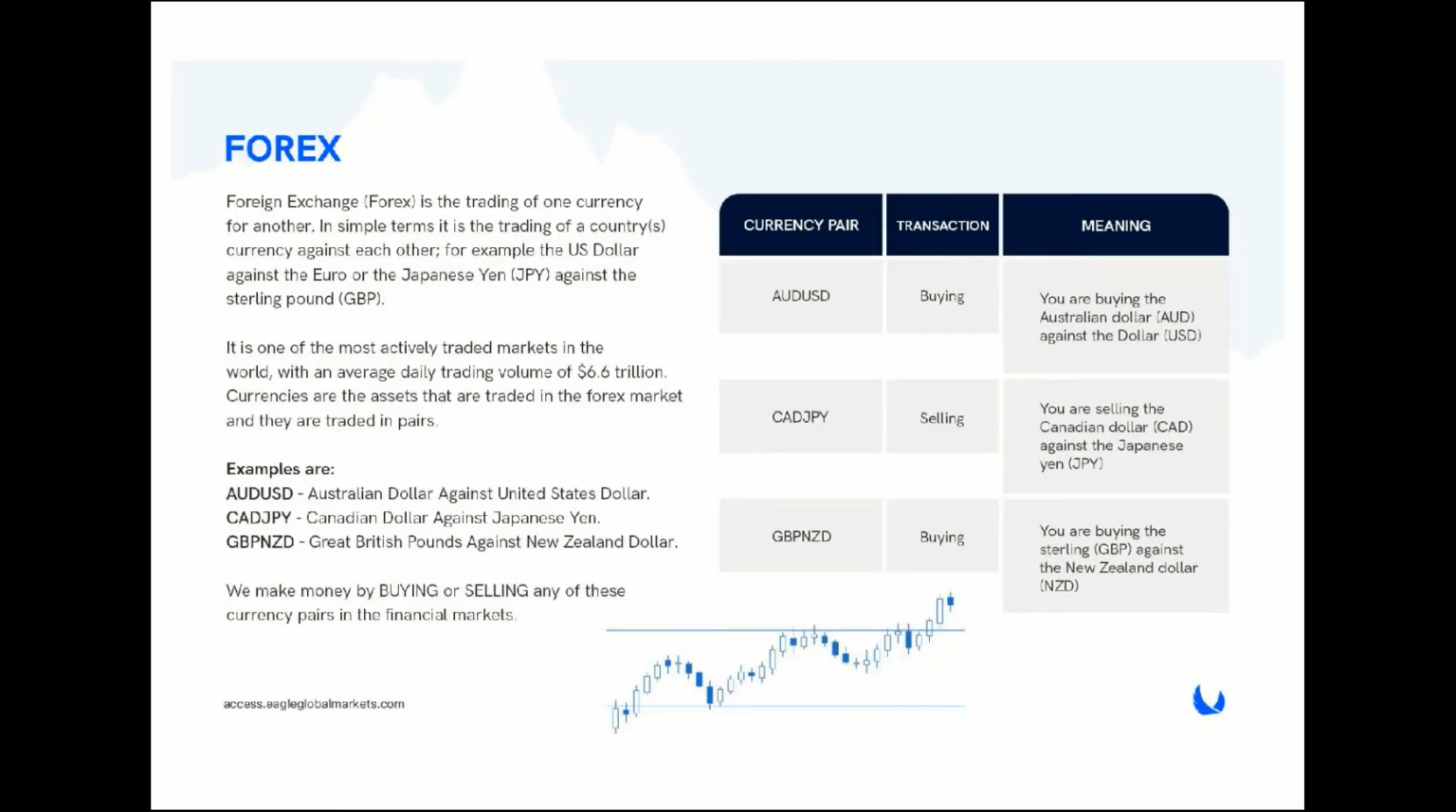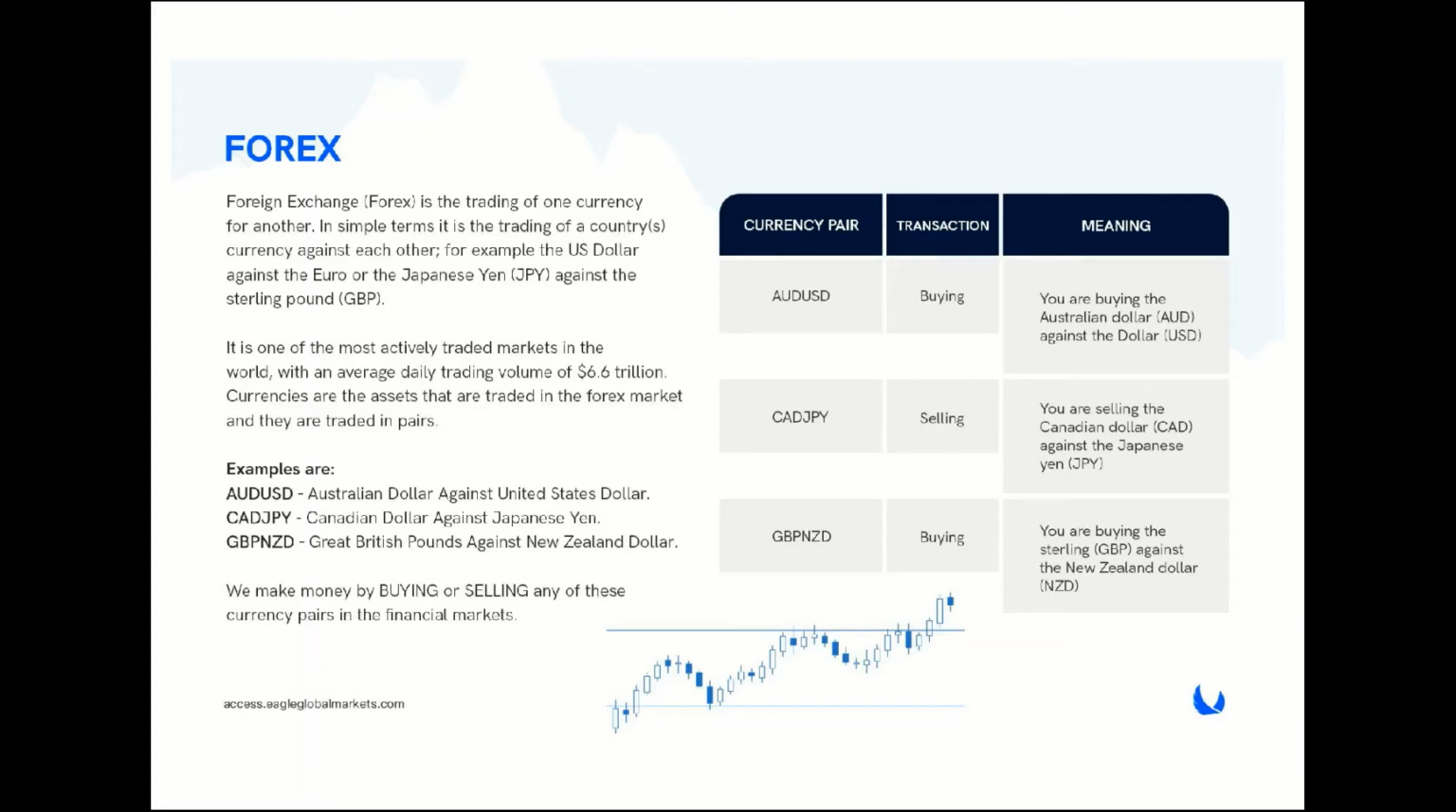Now, forex: foreign exchange of one currency for another. In simple terms, it is trading the United States dollar against the euro or the Japanese yen against the sterling pound. It is one of the most actively traded markets in the world, with an average trading volume of $6.6 trillion. Currencies are the assets that are traded in the forex market, and they are traded in pairs.